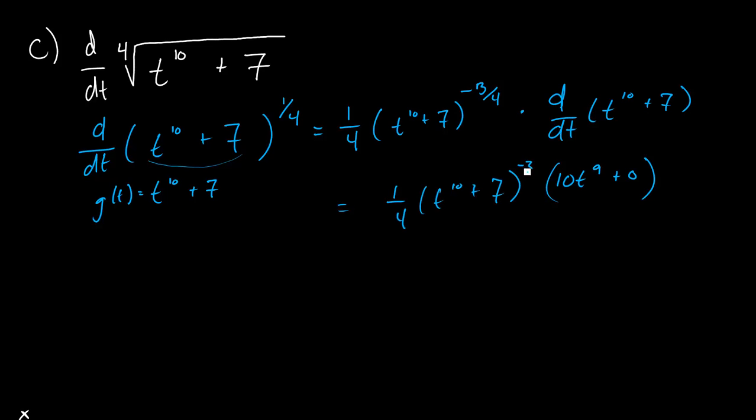t to the 10th plus 7 to the negative 3 over 4. And there's a little bit of simplifying you can do here because of this plus 0. So this whole thing in parentheses is really just 10 t to the 9th. So you really get 10 over 4, which simplifies to 5 over 2, t to the 9th times t to the 10th plus 7, all to the power of negative 3/4. So again, we're writing a lot, but it always boils down to take that outer derivative first and then multiply it by the inner derivative.